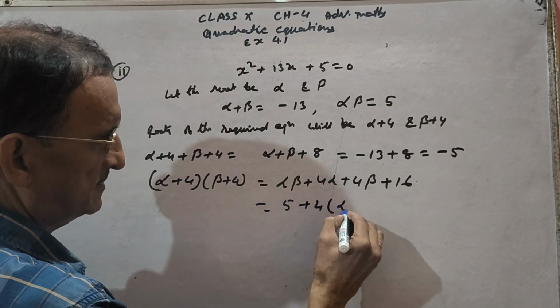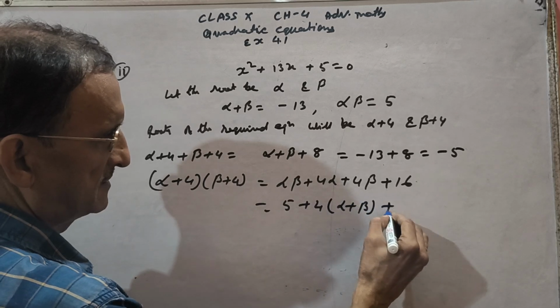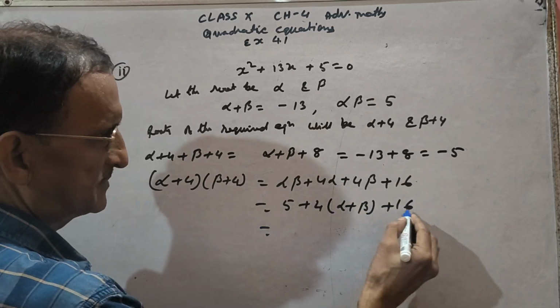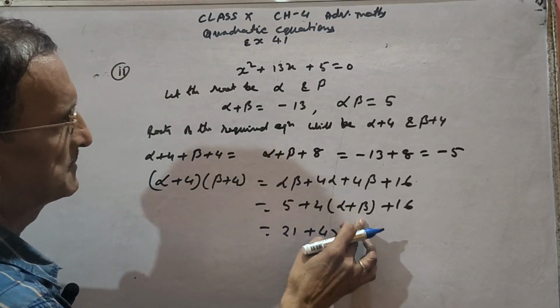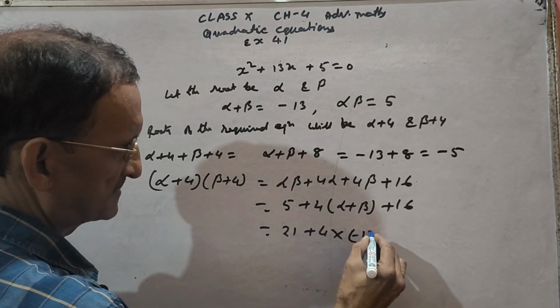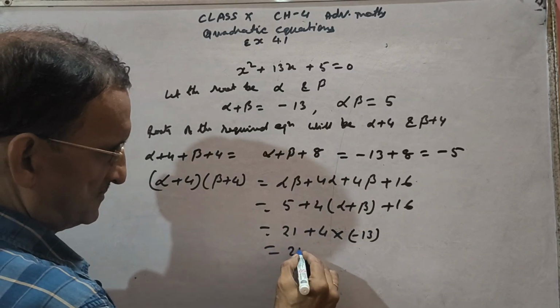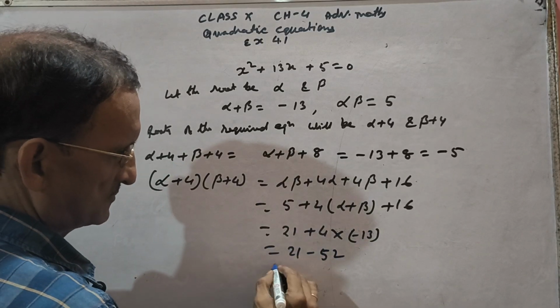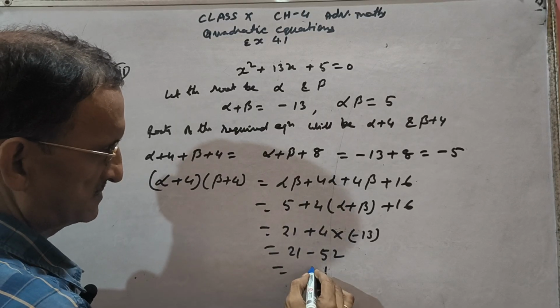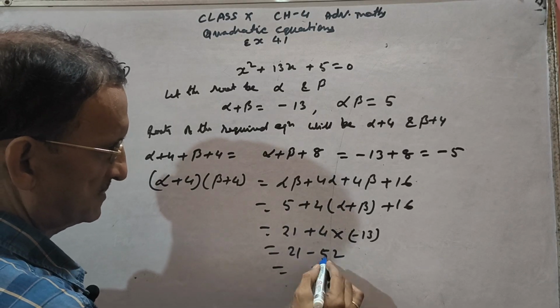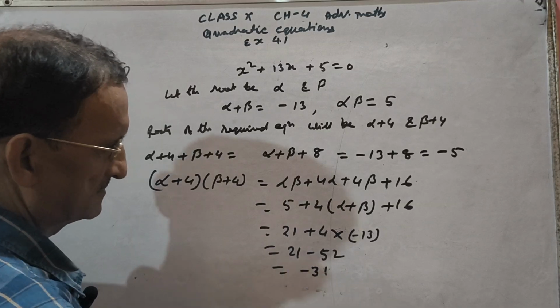Take 4 common. Alpha plus beta plus 16. 5 plus 16 is 21, plus 4 into the value of alpha plus beta, which is minus 13. So this is 21 minus 52. How much will we get? 21 minus 52 is minus 31.